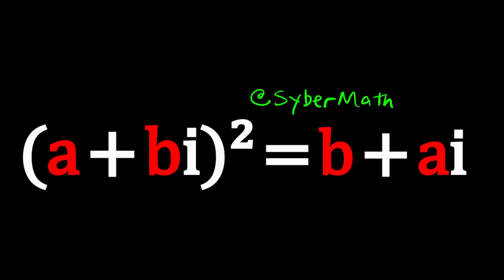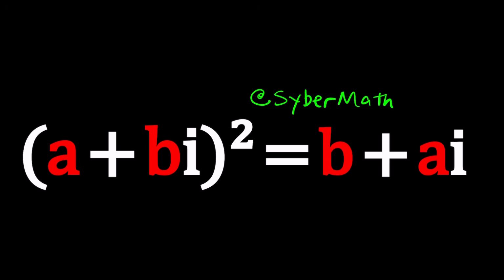Anyway, so here's the problem. We have a plus bi, which is a complex number, by the way. It's also the name of this channel, to the second power equals b plus ai. So what kind of number can be reversed, if that's the right term, when we square it? Maybe some of you already recognize this, but I'm going to show you 3 different methods to approach it.